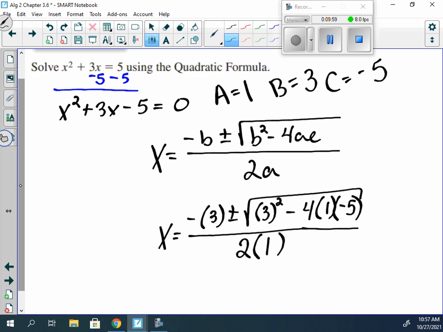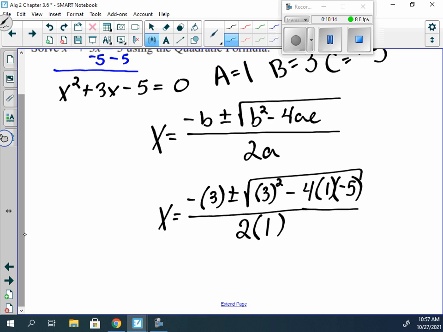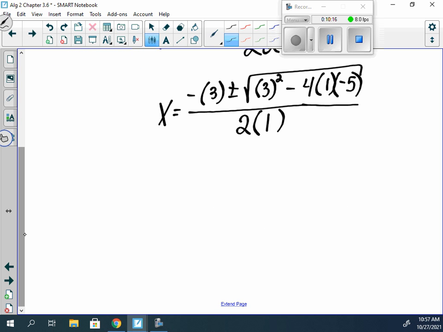So what have we done so far? I just plugged in the values of what? A, B, and C into the formula. Questions on this here so far? Okay, let's do some simplifying.